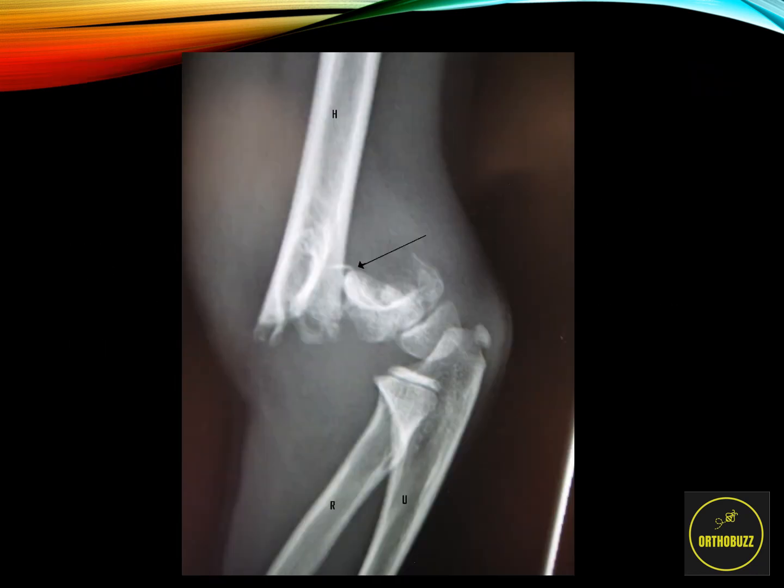This is an example of a Gartland 3 fracture. This would certainly need to go to the operating theatre, especially as this proximal bone fragment, as you can imagine, may be tenting or causing irritation to the brachial artery and/or the median nerve.